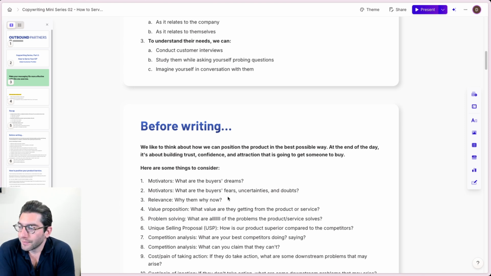Okay, so the way we're going to do this is, before writing, we like to think about how we can position the product in the best possible way. At the end of the day, it's all about building trust, confidence, and the traction that is going to get someone to buy. As many people always say, I'm not the originator of this idea, but people need to know, like, and trust you. And part of that is to really understand who they are first.